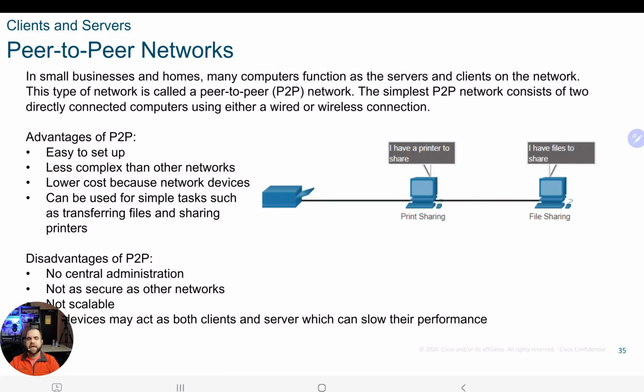So it's at that point that you're going to want to look at more of a client-server network and less of a P2P, because there's not really great central administration. It's not scalable. Slowing performance is another thing. So again, there's a time and a place.